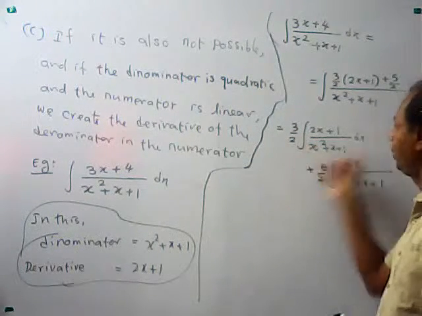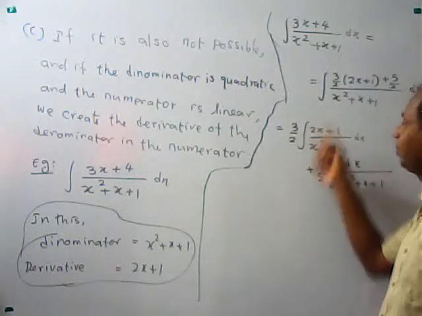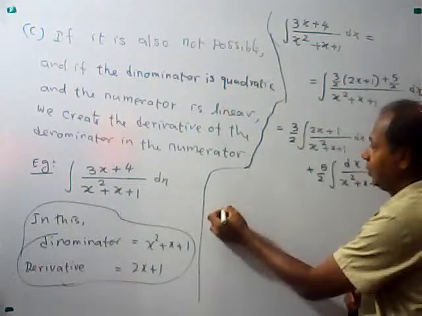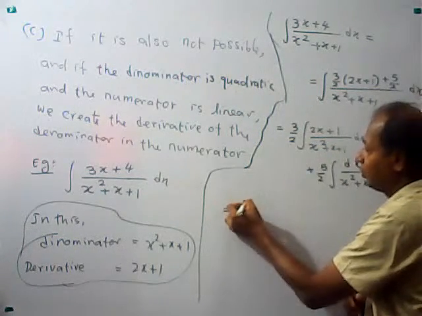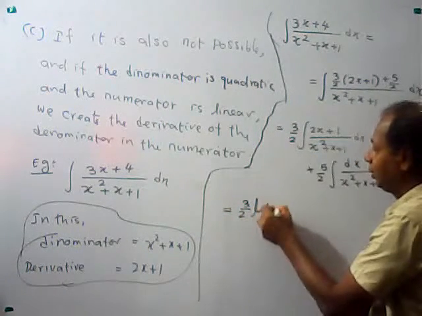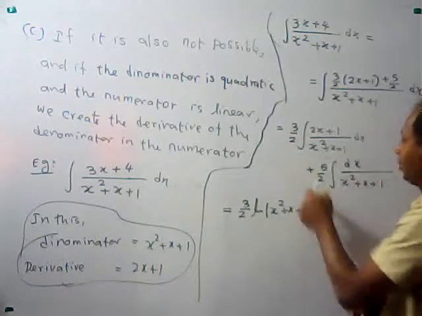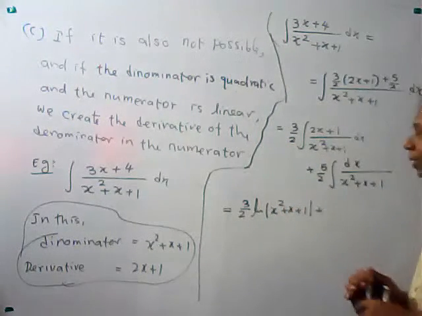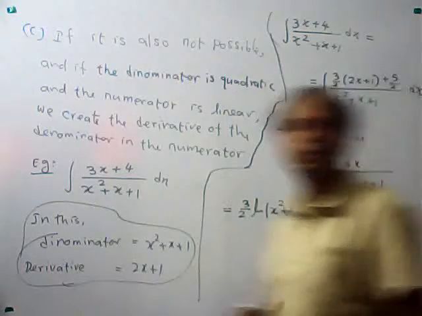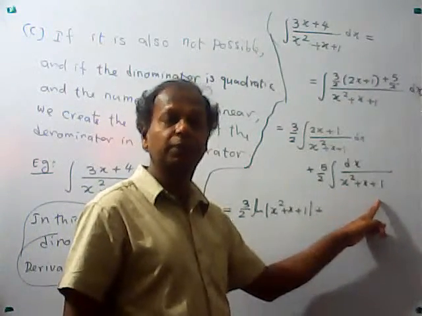This part, you have some function here and its derivative, so at once you can write the integral of this. That part is easy. That's ln, 3 over 2 is outside, ln mod of the denominator. Then what about this? Here you have 1 over a quadratic. This is something we learned last day. 1 over quadratic, whatever the quadratic, we can solve it.